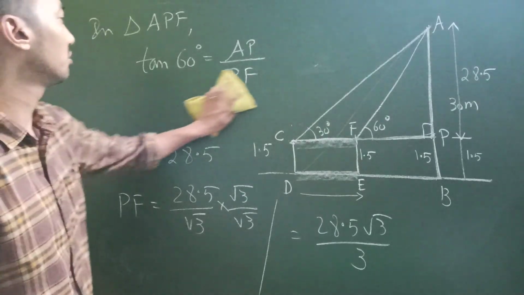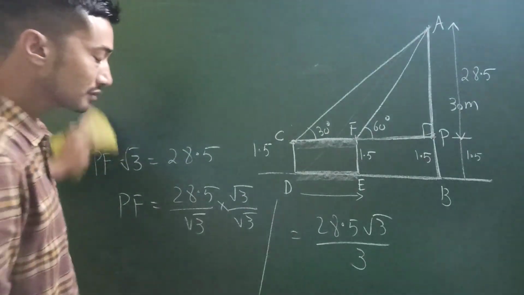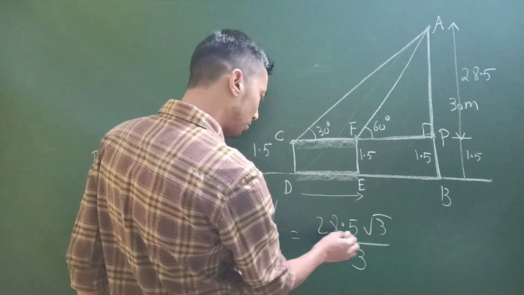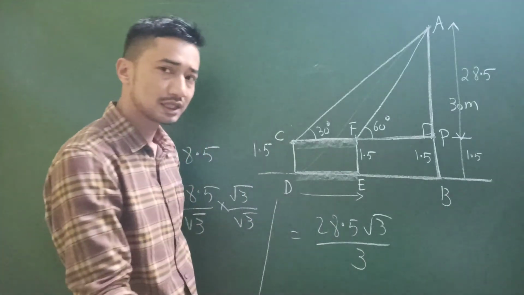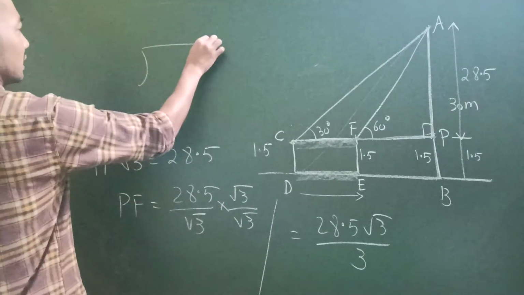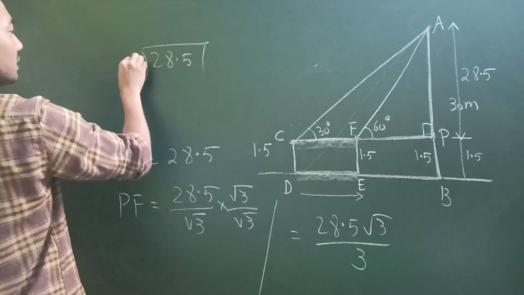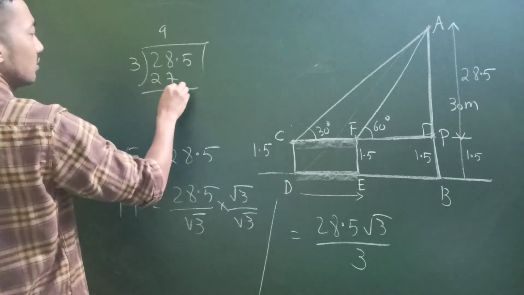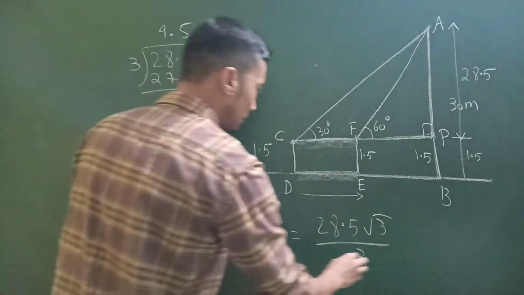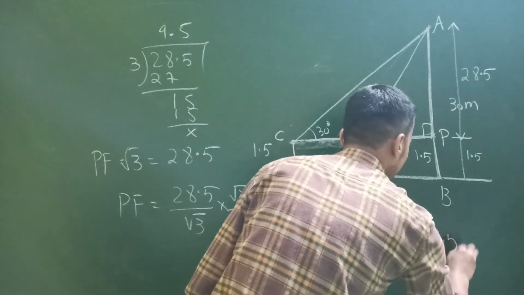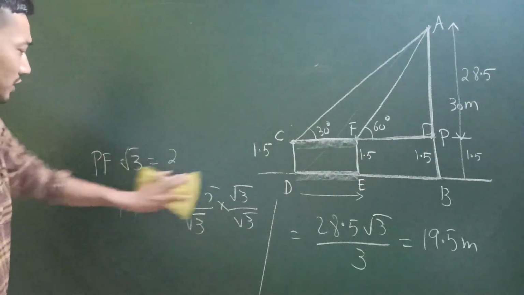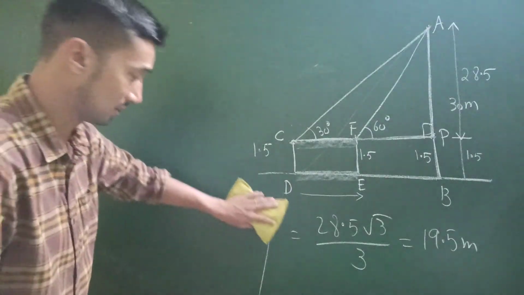So how do we check whether a number is divisible by 3 or not? It will be simply what? 8 plus 2, 10 plus 5, 15. So when the total is divisible by 3, that whole number is divisible by 3. You can check. 28.5 divided by 3. 3 9s are 27. 1 left, 5. 1 decimal comes, 5, 15. That's it. So it will be how much? 9.5 meter. So PF for us will be 9.5 root 3 meter, but that's not our job.